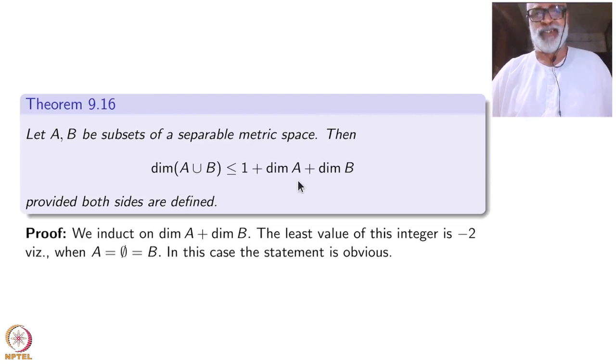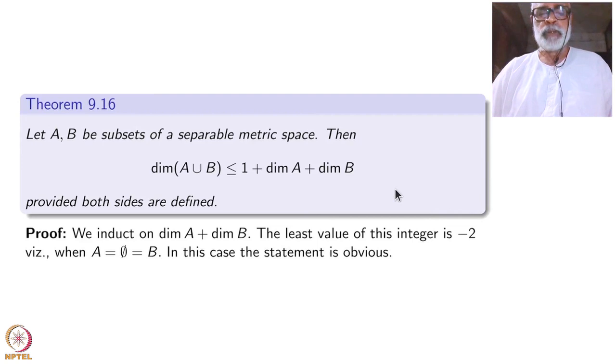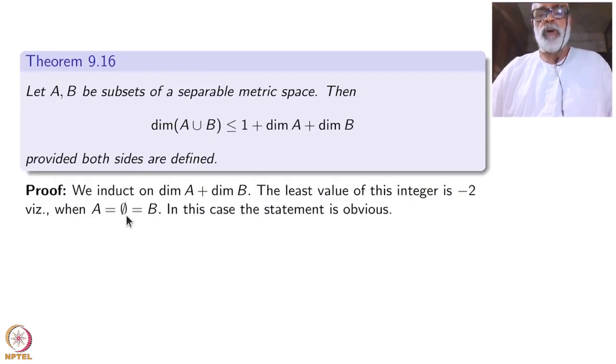So this is okay. You see, even at that level, empty set, empty set: dimension of A union B, which is empty, is minus 1. Minus 1 would not have made sense, right? Minus 1 is not less than or equal to minus 1 plus minus 1. So you have to add one more. Even at that level, this plus 1 is necessary, even at the very beginning. All right, so this case is over, the least case.